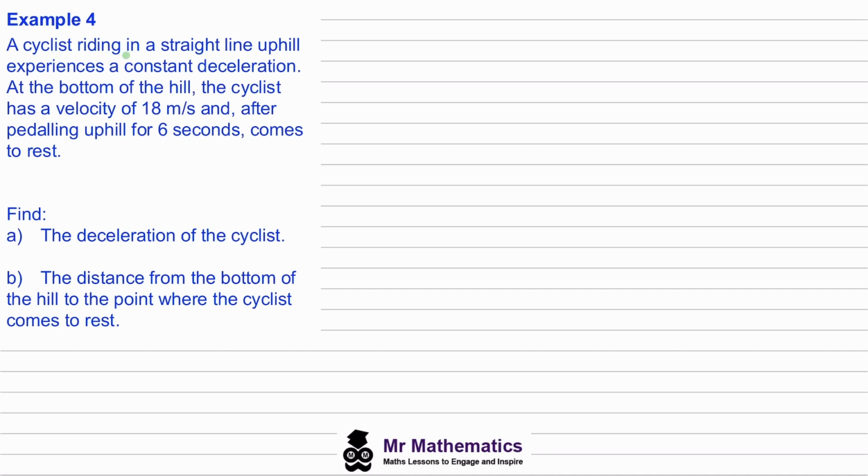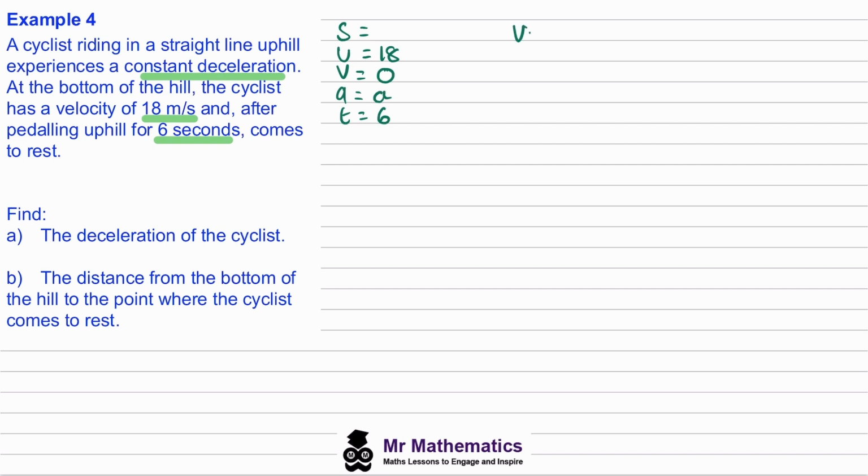We're told that a cyclist is riding in a straight line uphill and experiences a constant deceleration. At the bottom of the hill, the cyclist has a velocity of 18 meters per second, and after pedaling uphill for 6 seconds, it comes to rest. So our SUVAT values: the displacement we don't know, the initial velocity we're told is 18 meters per second, and then they come to a rest. We don't know the acceleration, but we know the time is 6 seconds. We need to work out the acceleration.